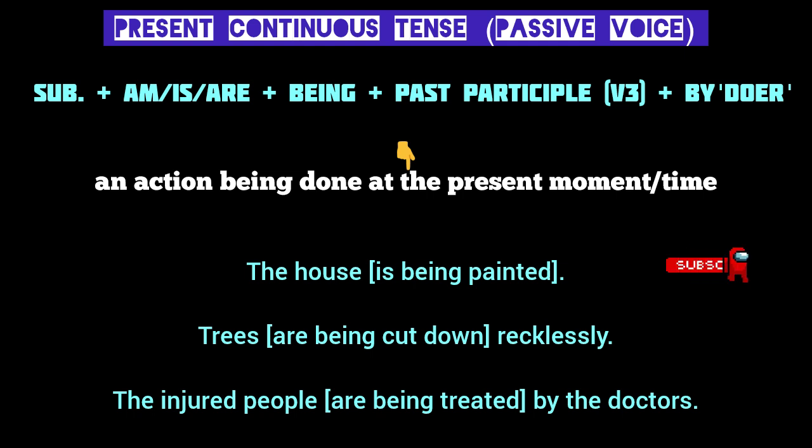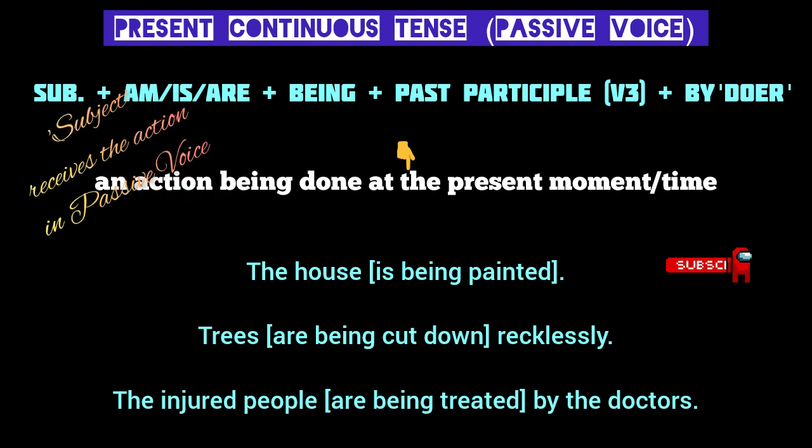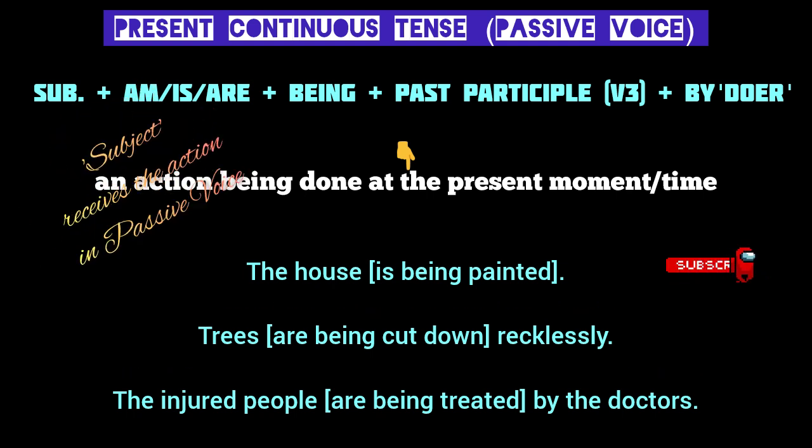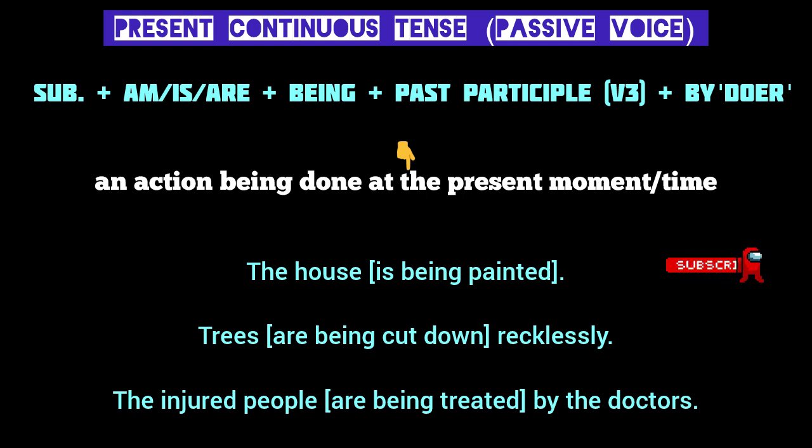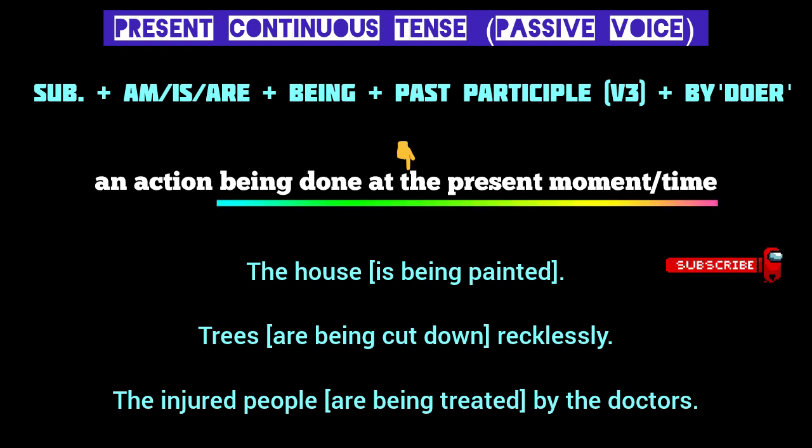We know that in passive voice, the subject is not the doer of an action, but the receiver of the action. The passive voice structure of the present continuous tense is subject plus am or is or are plus being plus the third form or the past participle of the main verb. This structure indicates that something is being done to the subject right now or at the present moment of time.